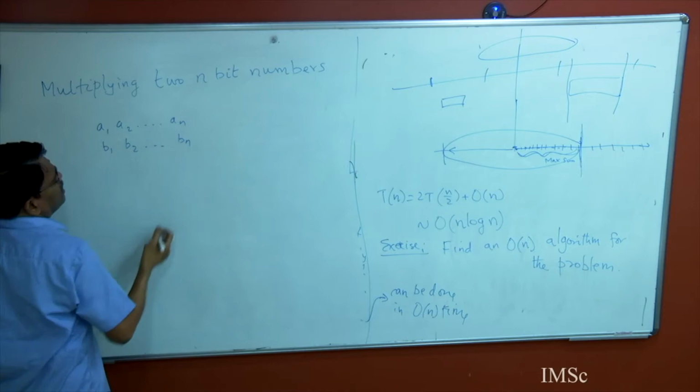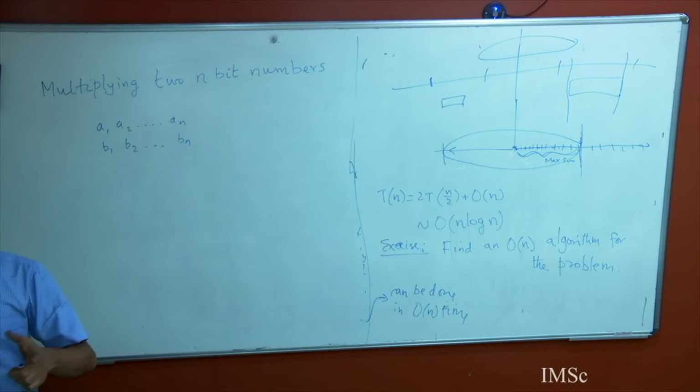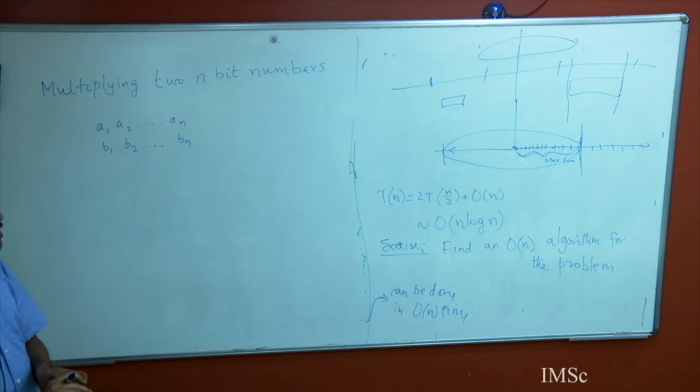Instead of n-bit numbers, think of them as n-digit numbers. Then you've seen in high school how to multiply two n-digit numbers, right? It doesn't matter whether you think of them as binary numbers or decimal numbers. The multiplication algorithm you learned in high school works for two 5-digit numbers, 10-digit numbers, whatever.